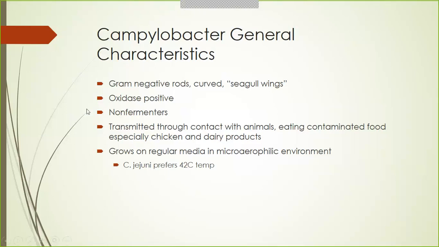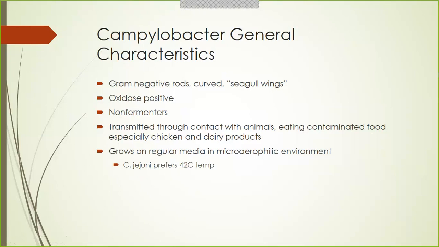So it will typically come from raw chicken or dairy products. Now the one unique thing here about Campylobacter jejuni is it likes a little bit of a warmer temperature. It wants 42 degrees Celsius to grow and not just your typical 35 to 37.